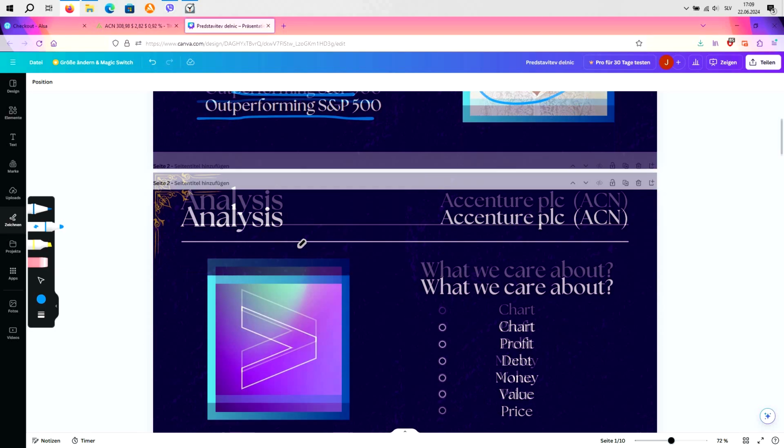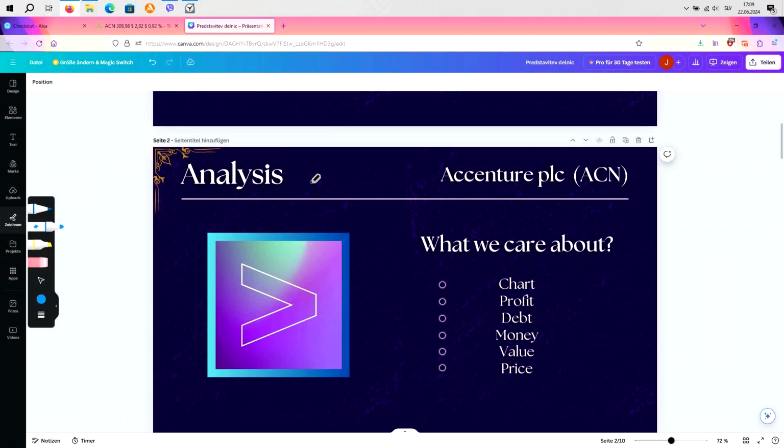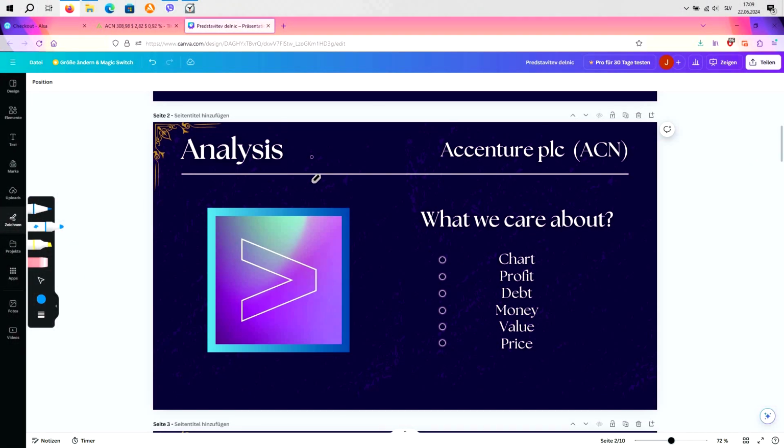Now let's go straight into the analysis. This is going to be a very simple, straightforward, beginner-friendly analysis without the bullshit talking just like your professors do at your business university, who are broke and absolutely useless, okay? Now, generally, here are the things that you should care about, especially if you are a beginner on the stock market. Those are chart, profit, debt, money on the bank account, value, and price.